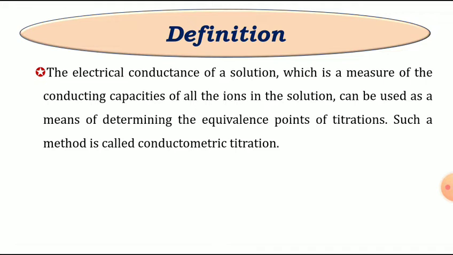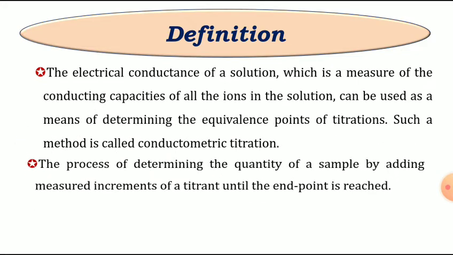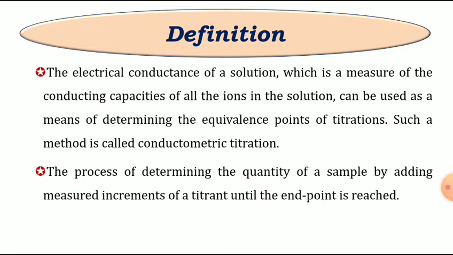can be used as a means of determining the equivalence points of titrations. Such a method is called conductometric titrations: the process of determining the quantity of a sample by adding measured increments of a titrant until the end point is reached. This is the definition of conductometric titrations.